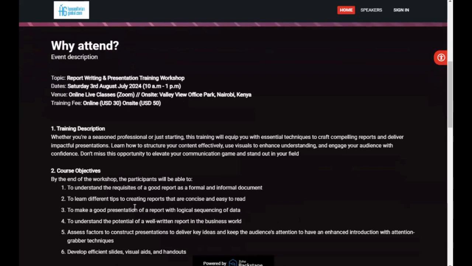Among the key objectives that we aim at achieving through this training workshop is for you to be able to understand the requisites of a good report, both as a formal document and as an informal document. We also take you through different tips when it comes to creating reports, to make sure that your reports are very concise and easy to read. And then we also make sure that you can make a very good presentation of a report with logical sequencing of data.